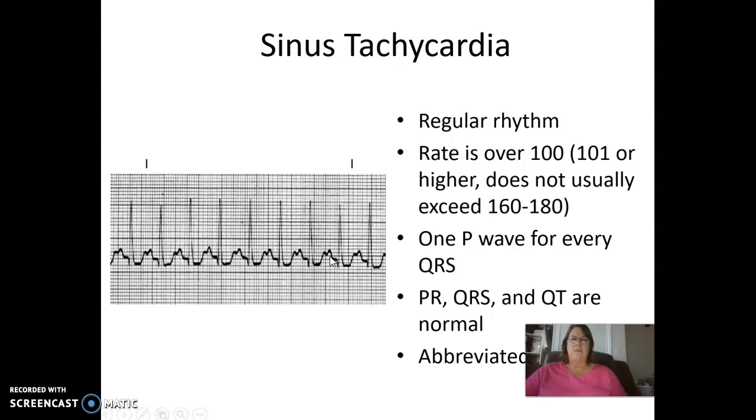My PR interval, if I look at my little boxes, it looks like 1, 2, 3, 3.5, almost 4 boxes. So you're looking at 0.14, 0.16. QRS, it looks like you are about 2 boxes here, so 0.08. So I would have ST at 140.